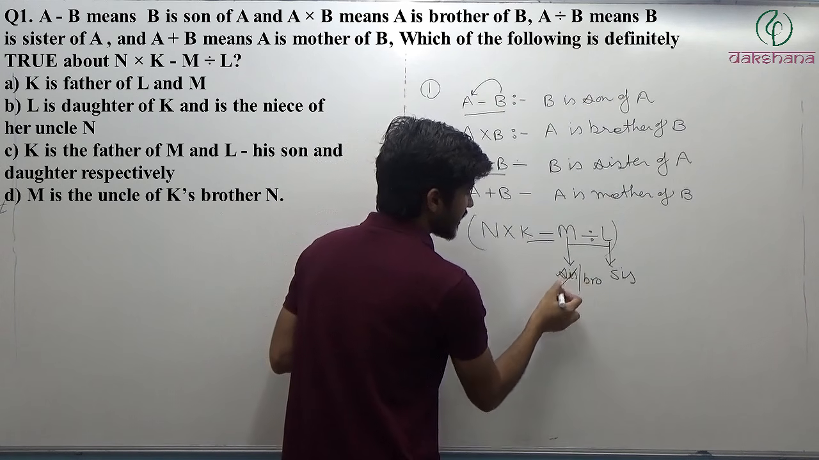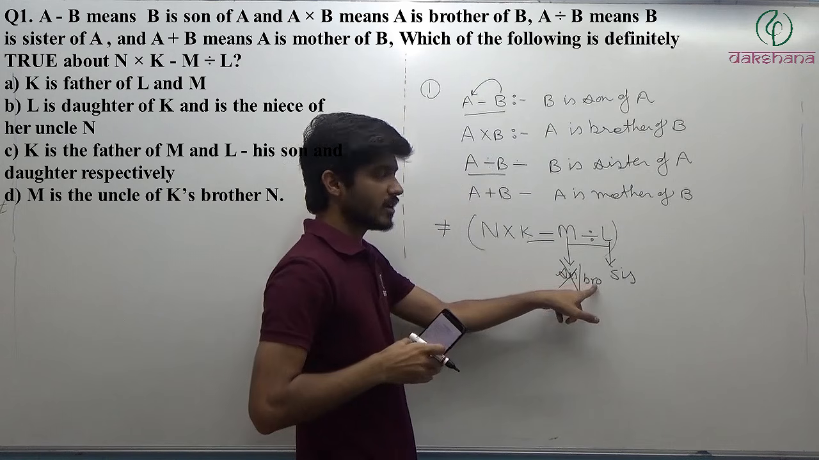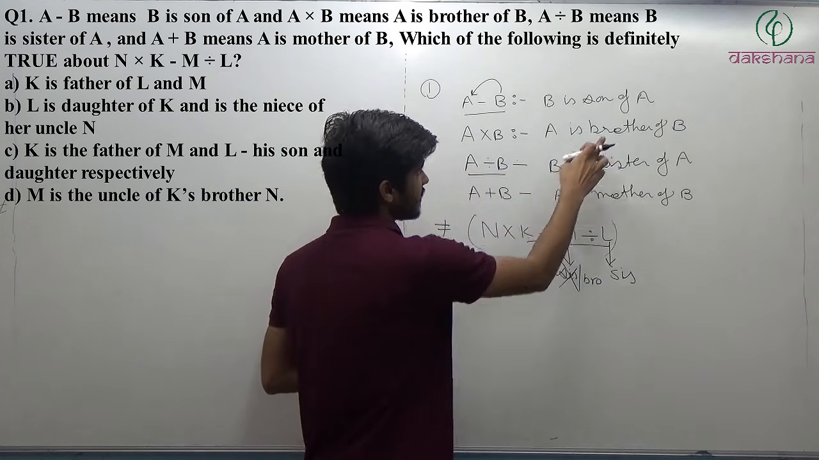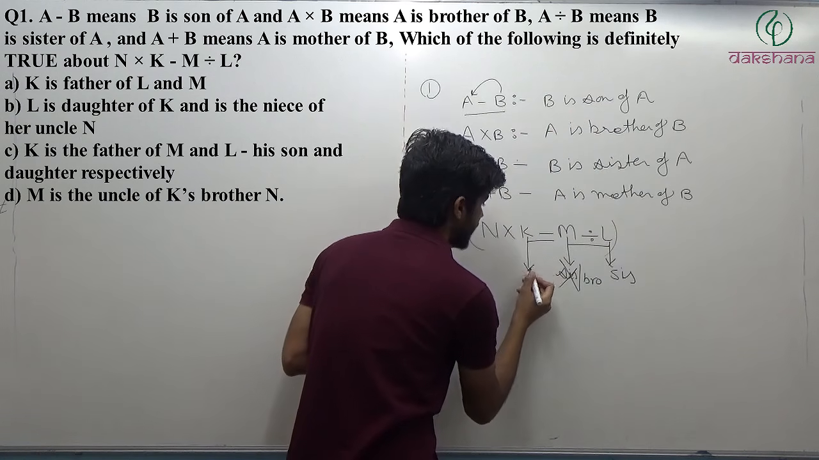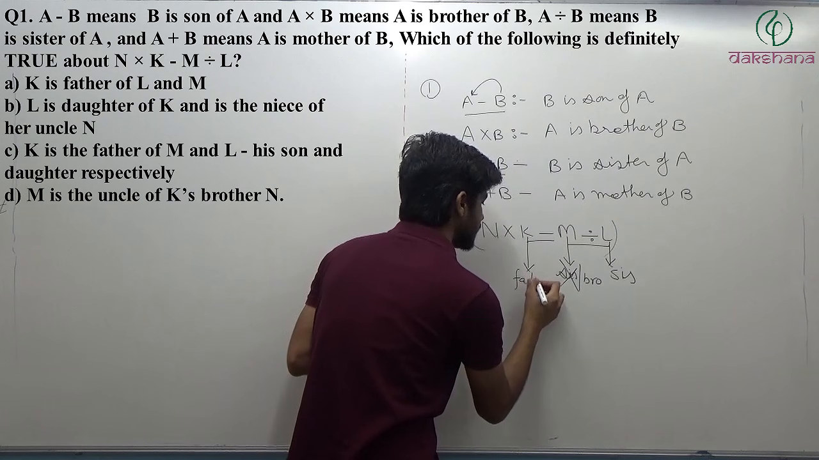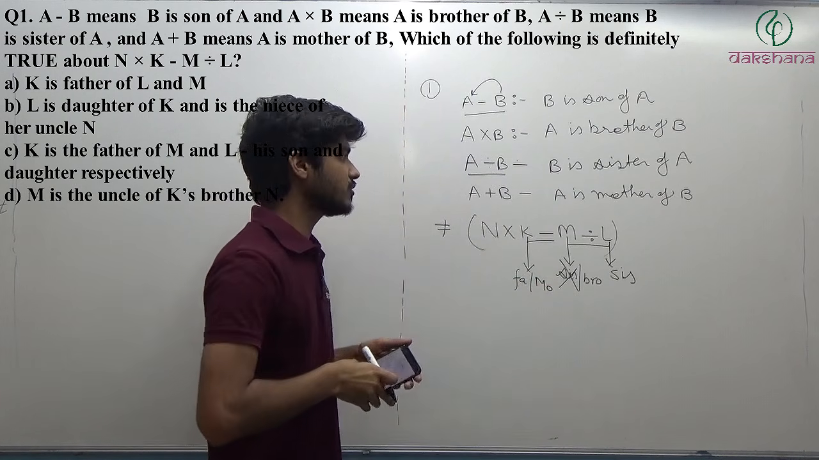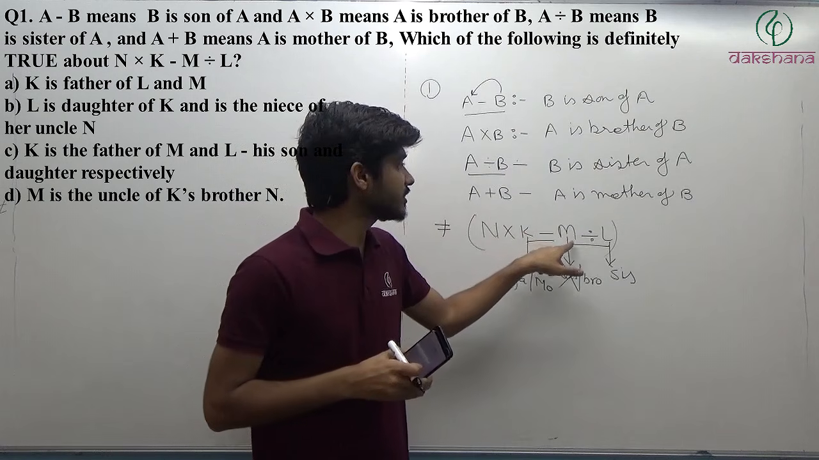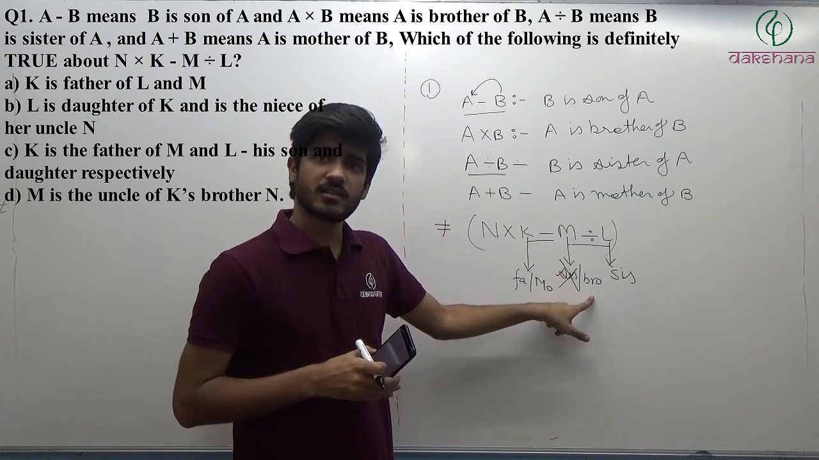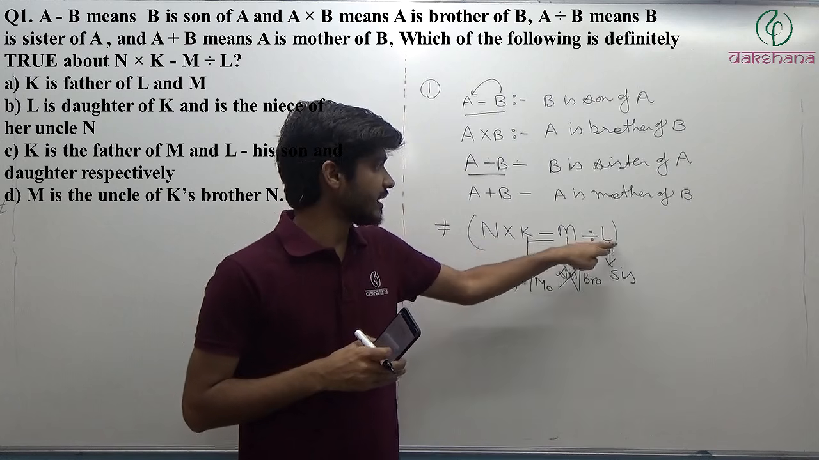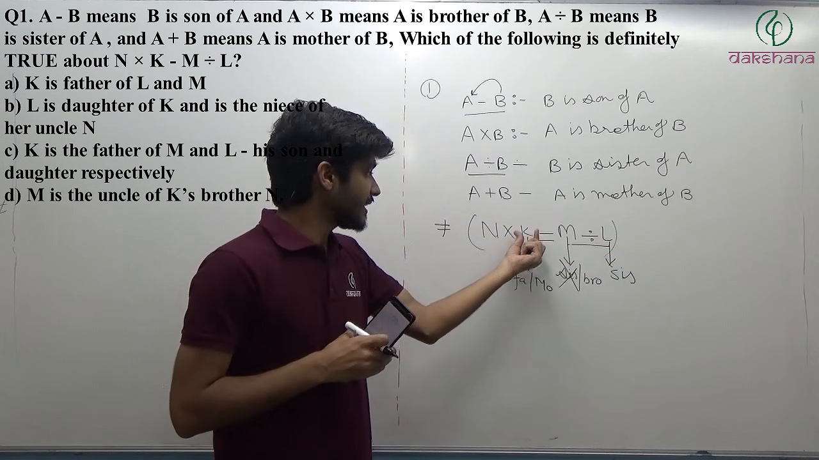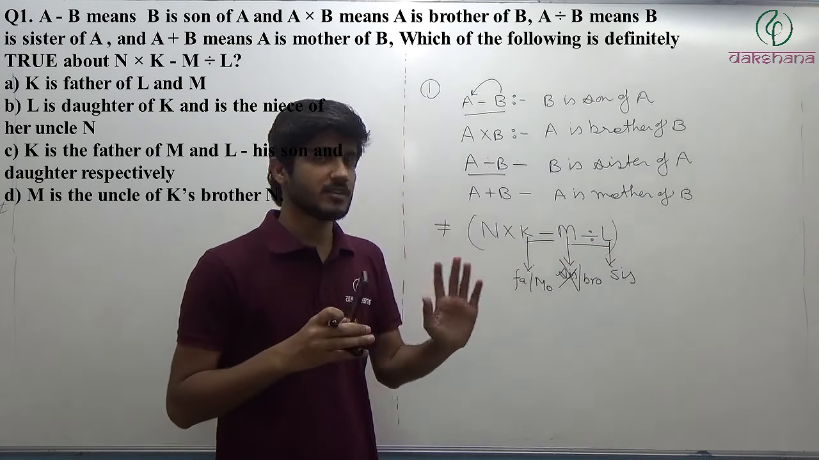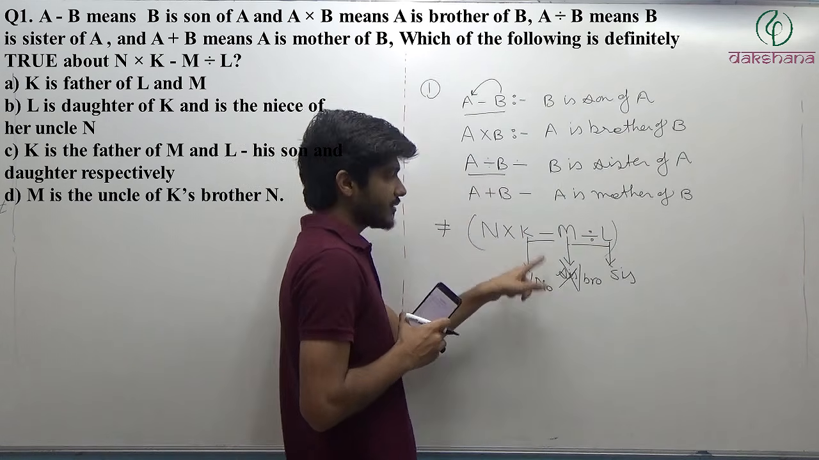So it means M cannot be the sister, because it has to be a male. It's the son, so it has to be male, and it's the son of K. So K is either the father or mother. Cool? So K is one of the parents for both M and L. M is the son of K and L is the daughter. But we still don't know if K is the father or mother. But one of them for sure.